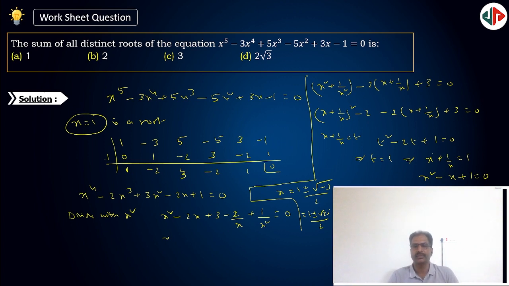Now we have to find the sum of all these roots. Already 1 is one root. 1 plus root 3i by 2 is another root. 1 minus root 3i by 2 is a third root. These are the distinct roots. So what is the sum of all those three? When you add 1 plus root 3i by 2 and 1 minus root 3i by 2, the imaginary parts get cancelled. 2 by 2 is 1, and this is 1. So altogether 2 is the sum of all the distinct roots. Add 1 and those two roots. Option B.